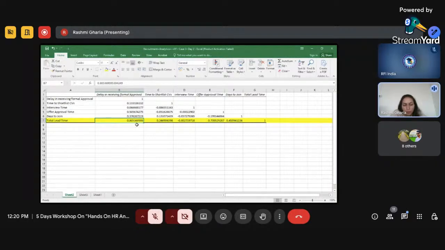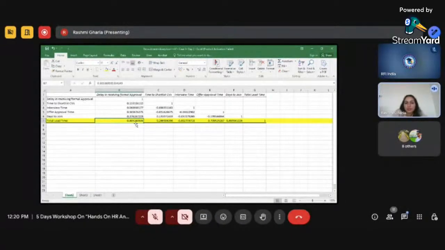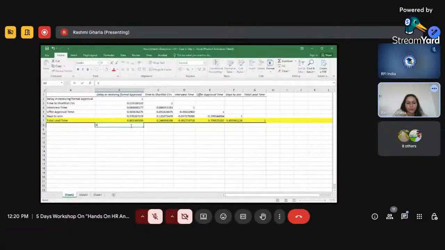But when I applied correlation, what is the value? 0.805. What does it say? It is near to 1. It means the correlation is strong. So what we can say here, there is a strong relationship between delay in receiving approval and lead time. Means the delay in receiving formal approval time is too high, and because of which our lead time is increasing. We need to reduce it, right? I hope it is clear.